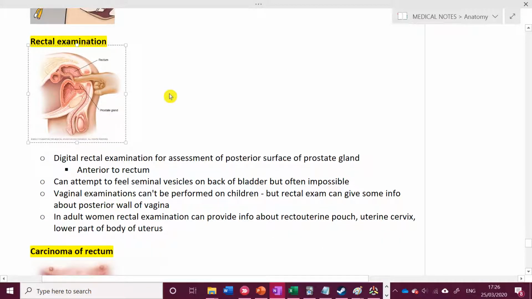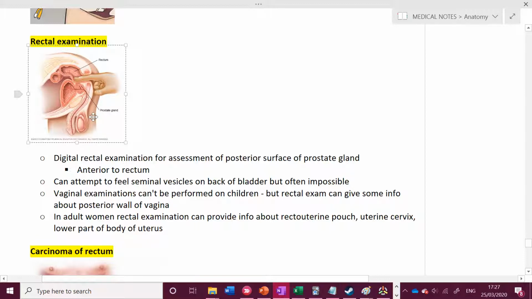Now, rectal examination. We've got this lovely picture here which shows a rectal examination, and a digital examination is required for the assessment of the posterior surface of the prostate gland, so you can feel the texture of the prostate gland, and this can be used to diagnose things like cancer. The prostate gland is anterior to the rectum, and you can attempt to feel the seminal vesicles on the back of the bladder here, but it's not often very possible.